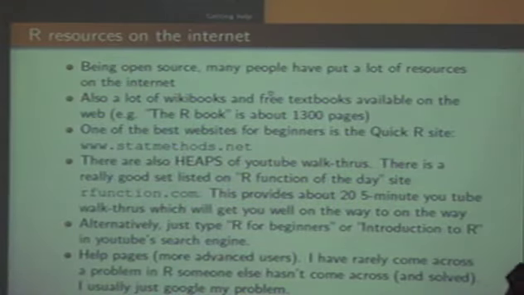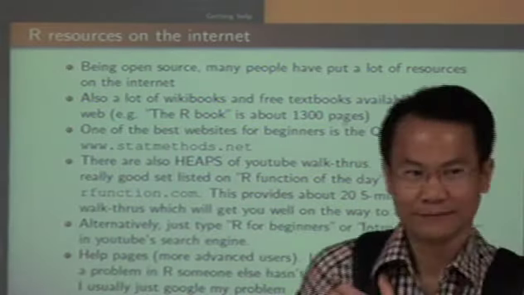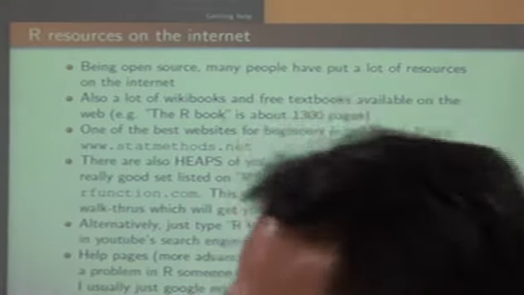Okay, being open source, many people have put a lot of time and a lot of resources on the internet, so they've put a lot of time into building these resources. There's a lot of wiki books and free textbooks. There's a very famous one called The R Book, and it's about that thick. It's like a Bible. Okay, it's about 1,300 pages long.